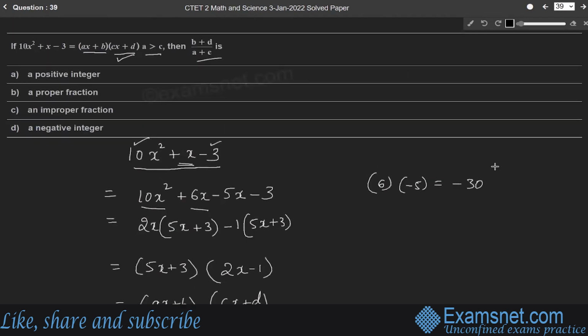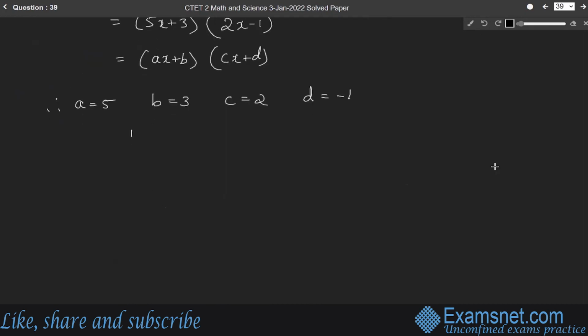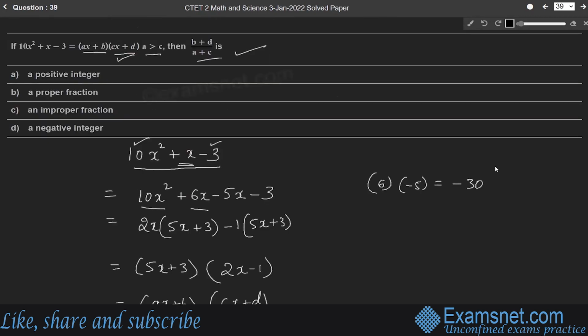So, in the question it is b plus d by a plus c. b plus d by a plus c is equal to b is 3 plus d is minus 1, a is 5 plus c is 2, which is 2 by 7. Therefore, the answer is 2 by 7.